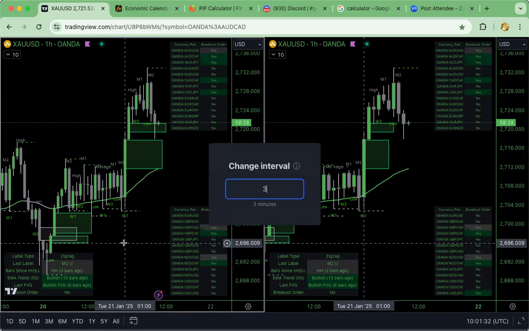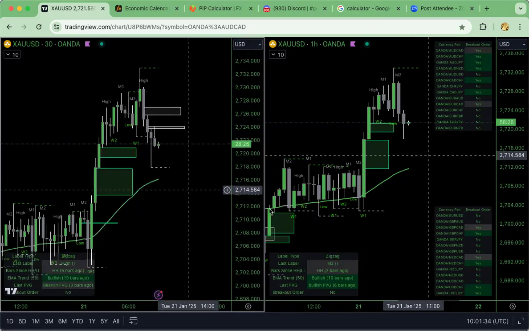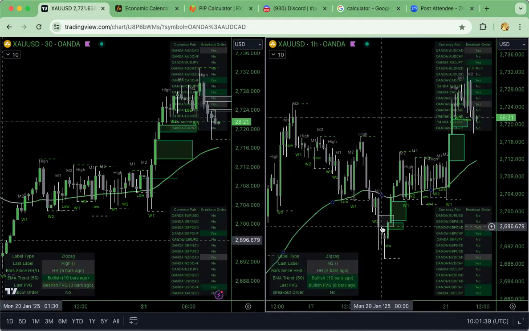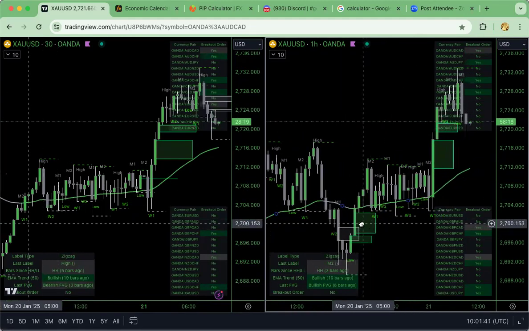So if we just go to the 30-minute chart, let's do that one here. So we've got the 30-minute and the 1 hour chart. And if we go back over to here, boom, let's pay attention to what we see here.